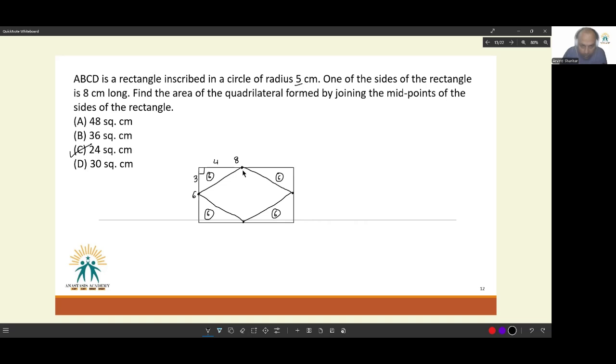Otherwise, what you can also see is, if I join these midpoints and these midpoints, can you see I've gotten 4 smaller rectangles? The portions I'm excluding are half those smaller rectangles. So half of the total rectangle has to be the area. So half of 8 into 6 has to be the area. So 24 has to be the area. Okay.